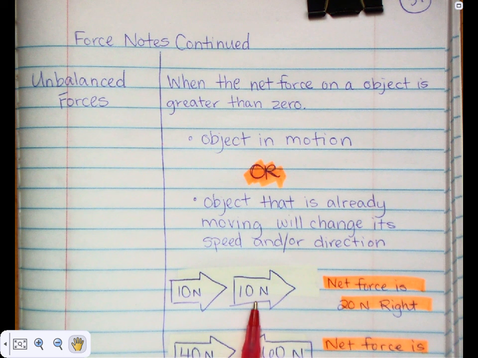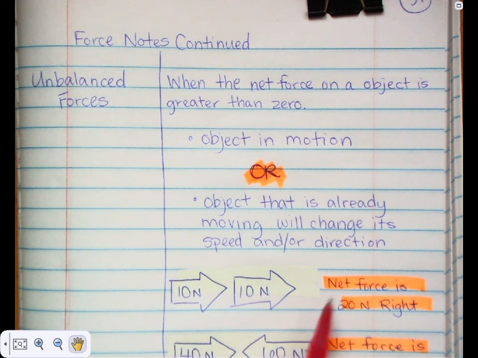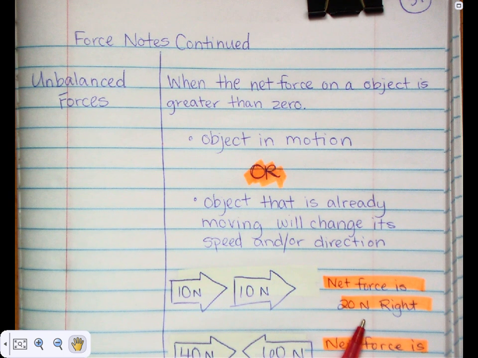And what you need to understand is when you're talking about unbalanced forces, you also must show direction. Okay, so our net force is 20 newtons to the right. 10 newtons plus 10 newtons equals 20 newtons to the right.